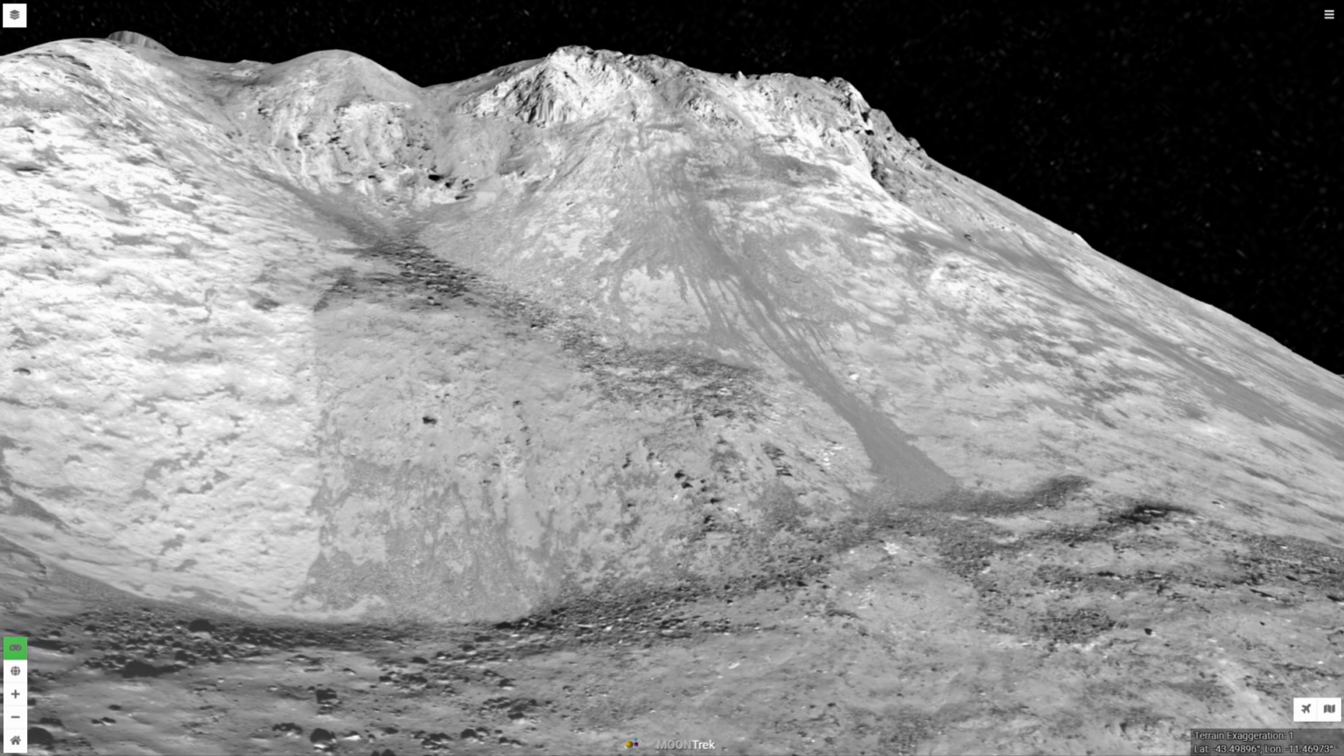Such a beautiful and dynamic vista. This is truly magnificent desolation.